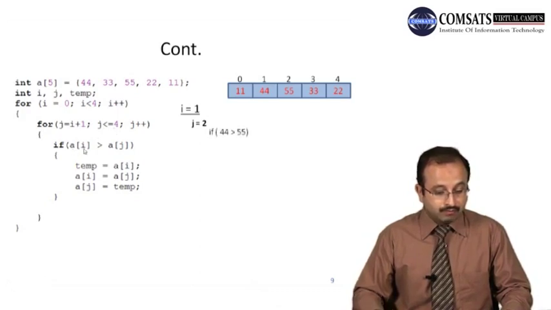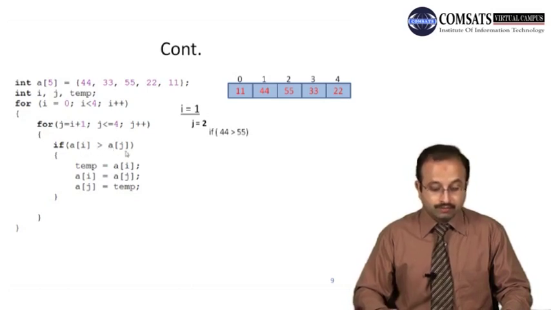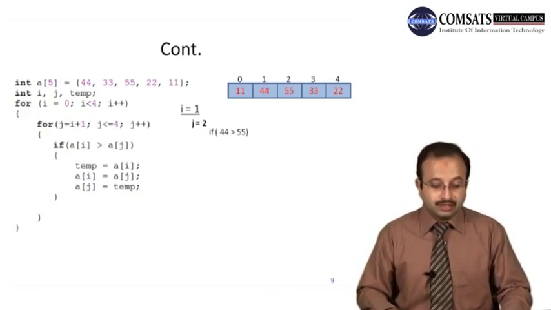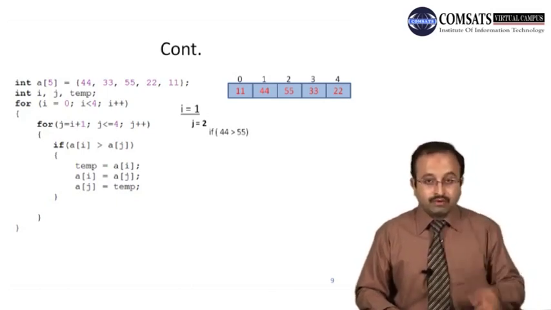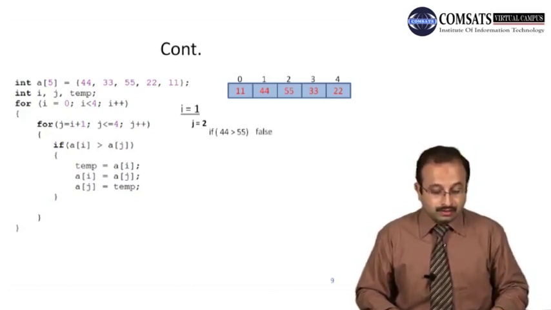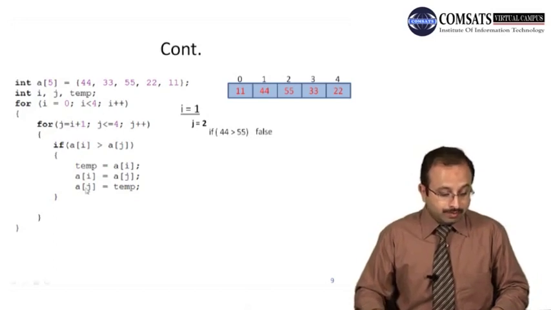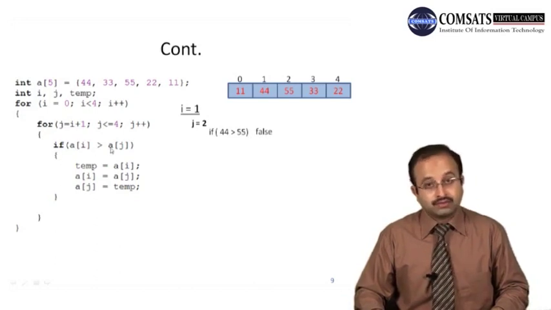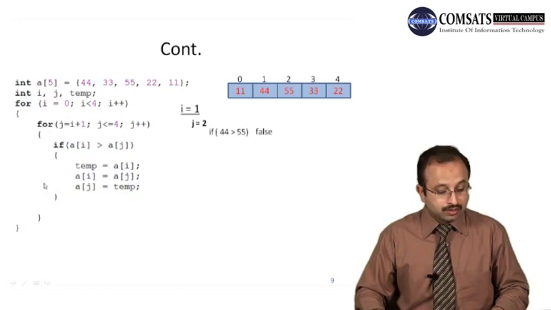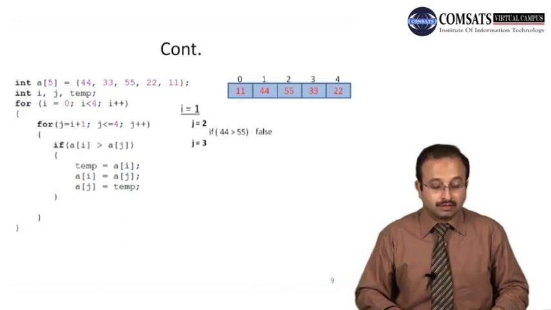If A of 1, which is 44, is greater than A of j. A of j is A of 2. So 44 is greater than 55. The condition is false. It won't execute the swapping statement because it comes inside the block of if, and the block of if will be executed when the condition in the if is true. So if the condition is false, it comes again at the increment part. It increments the value of j. The value of j will become 3 now, right?